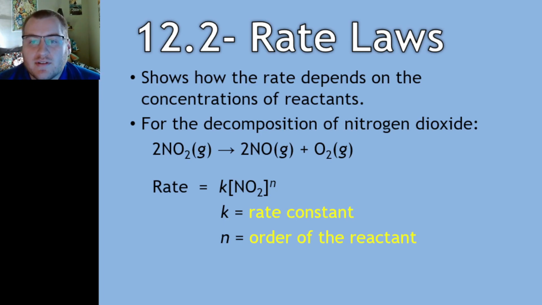Okay. A rate law shows how the rate depends on the concentrations of reactants. For the decomposition of nitrogen dioxide, I start with my reactant. That's really all you care about when writing a rate law, is the reactant. The products, you assume you start with none of them, so it's not really going to influence how fast the reaction happens. Rate equals k. k is a rate constant. It must be determined experimentally.